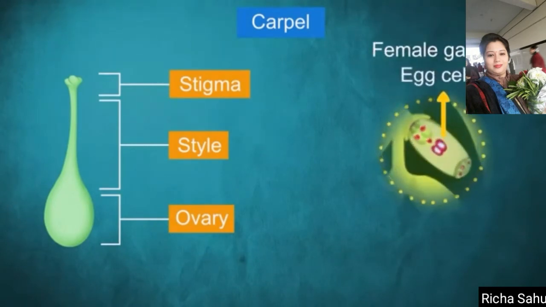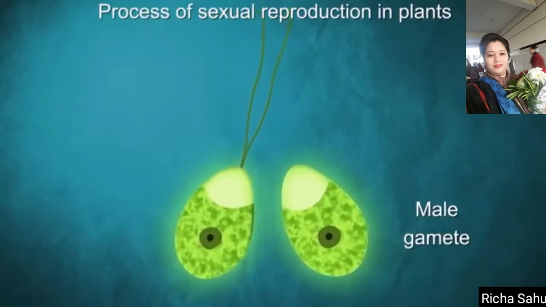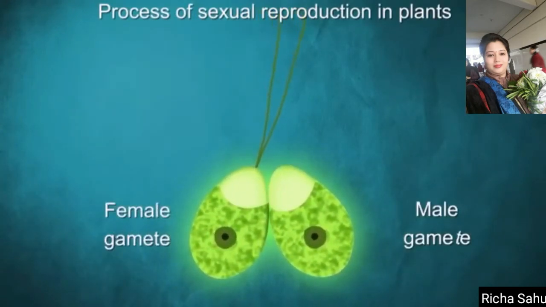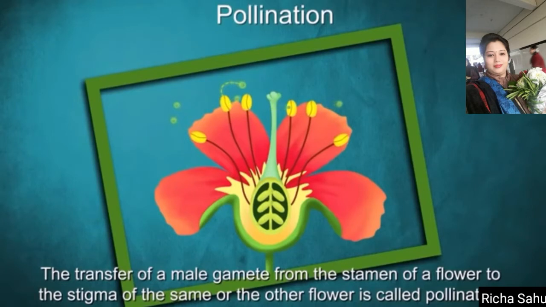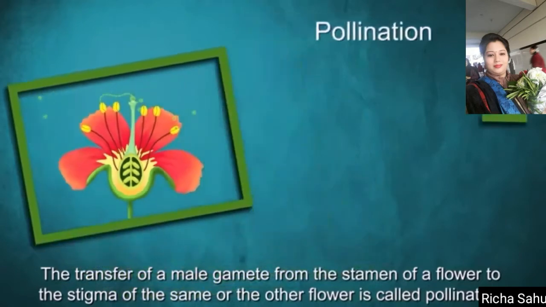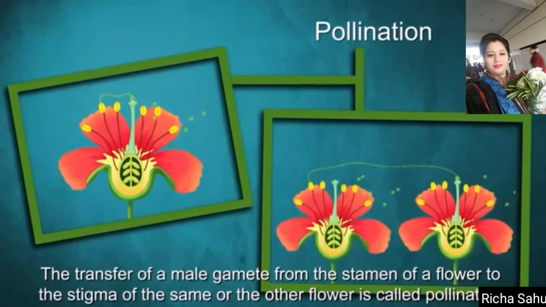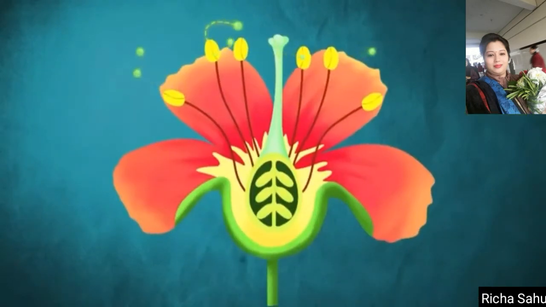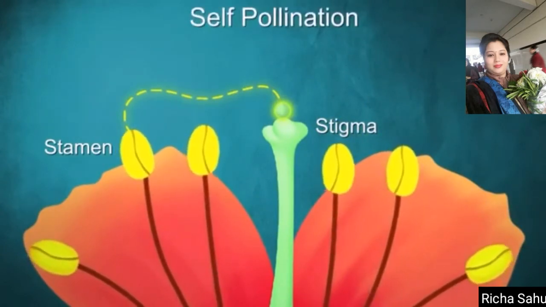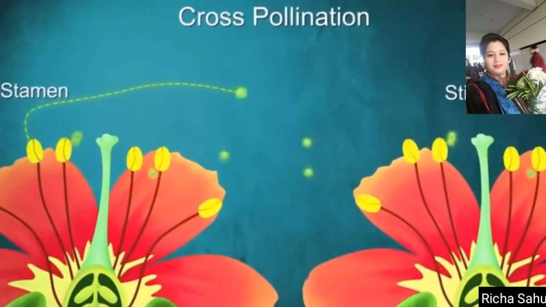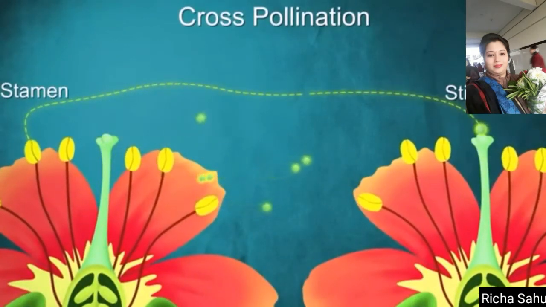For sexual reproduction to take place, a male gamete has to fuse with a female gamete, thereby forming a zygote. Pollination is the transfer of pollen from the stamen of a flower to the stigma of the same or another flower. If the pollen grain of a flower lands on the stigma of the same flower, it is called self-pollination. But if the pollen grain lands on the stigma of another flower, then it is called cross-pollination.